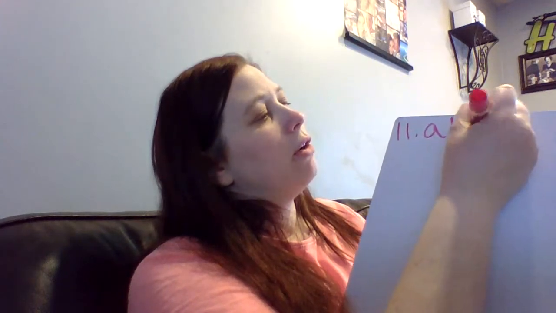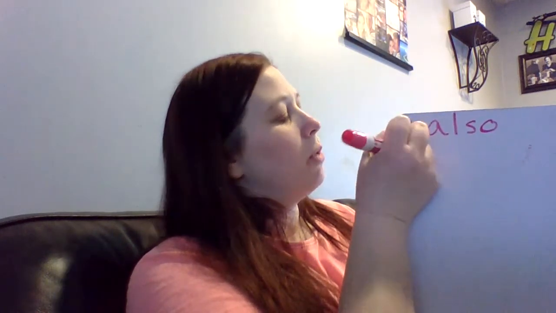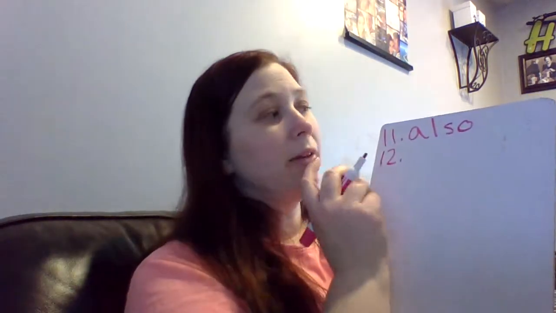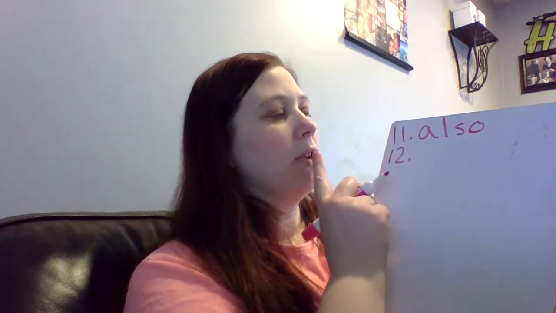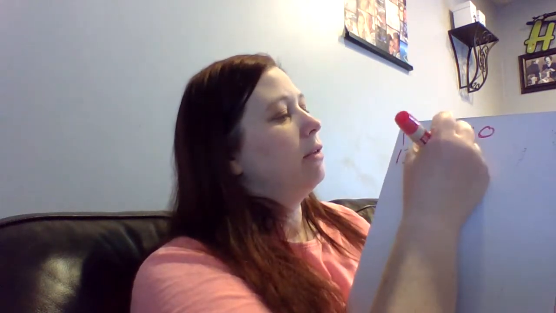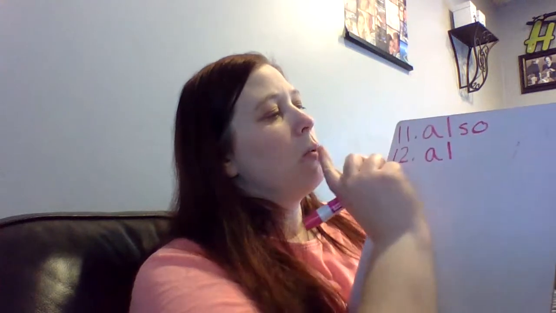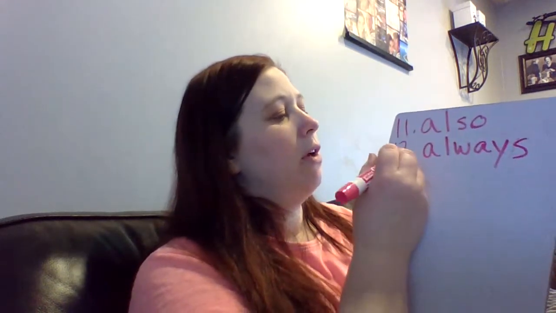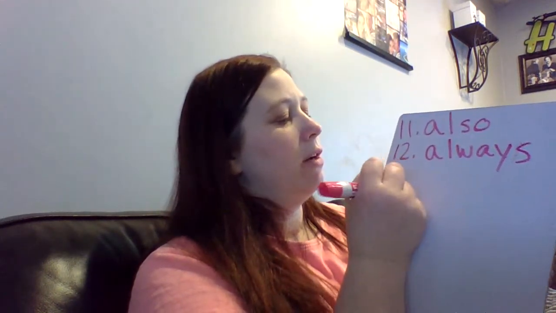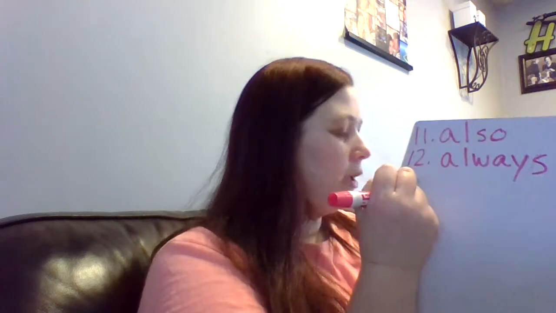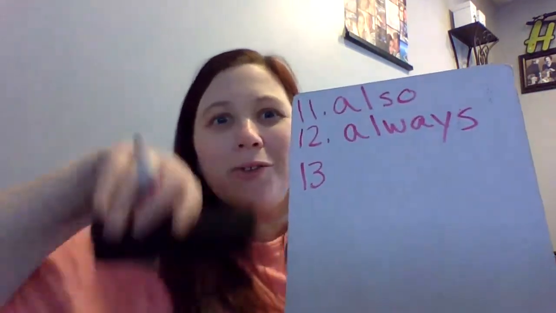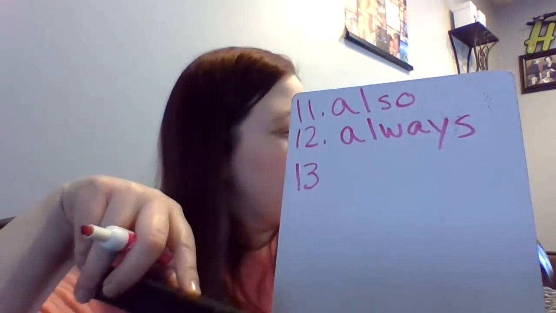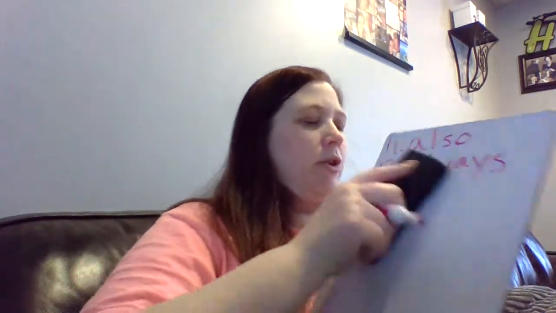S, and O. Number 12, we're going to spell always. Again, our A makes the sound. A, that's that combination A, Y, and S, always. Number 13, we're not ready for yet, so make sure you have these two down, and we're going to move on to our new digraph that we're learning.